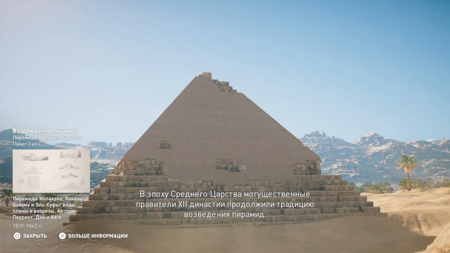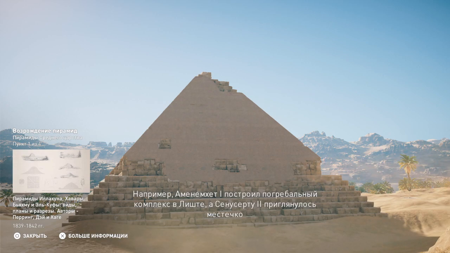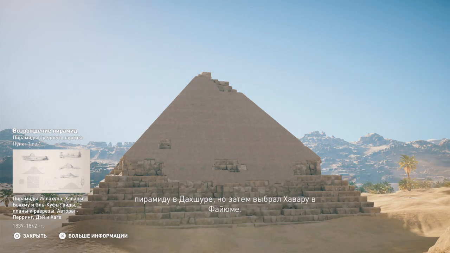During the Middle Kingdom era, the powerful rulers of the 12th dynasty resumed the tradition of elaborate pyramidal tombs. For example, Amenemhat I built a funerary complex in Lisht, and Senusret II selected the Elahun site in the Fayum. Amenemhat II and Sesostris III, however, cast their favor towards Dashur. Amenemhat III built a pyramid there as well before moving to Hawara in the Fayum.